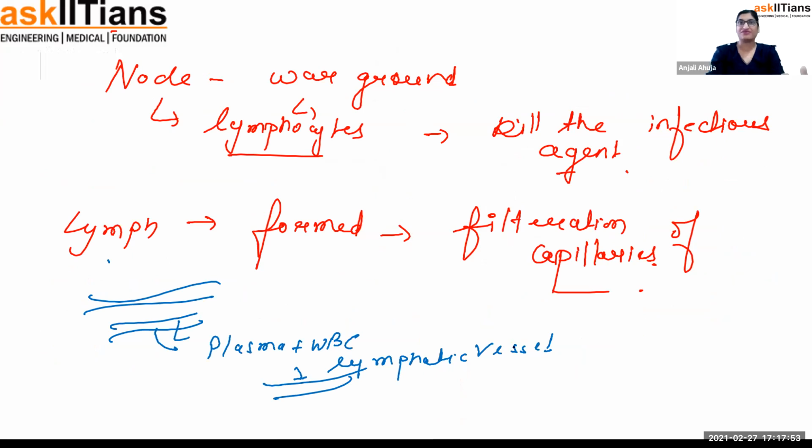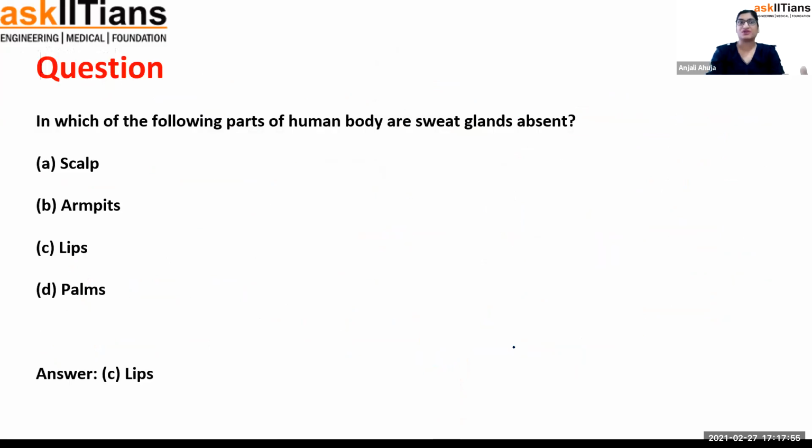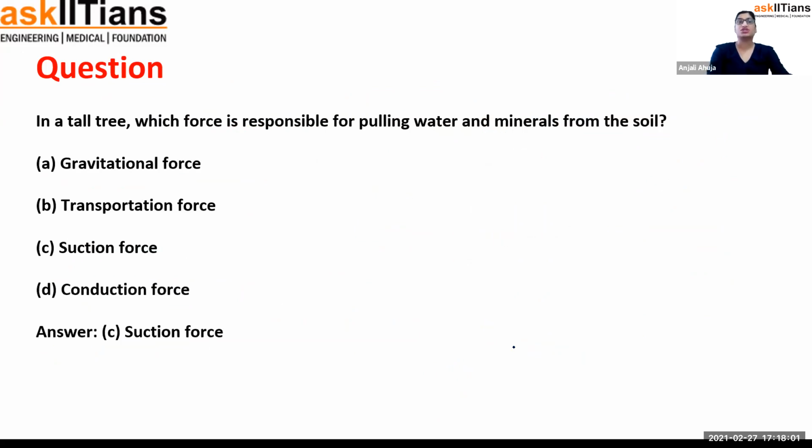Now let's practice some of the MCQs. The first one is, in which part of the human body are sweat glands absent? In a tall tree, which force is responsible for pulling water and minerals from the soil? That's a suction force. Please remember it. The questions belong to all the topics that we have discussed in yesterday's class also, because it is the last part. I'm not going to delete the uncovered question because that's the end of the chapter. So let the question be there. So this is a suction force.